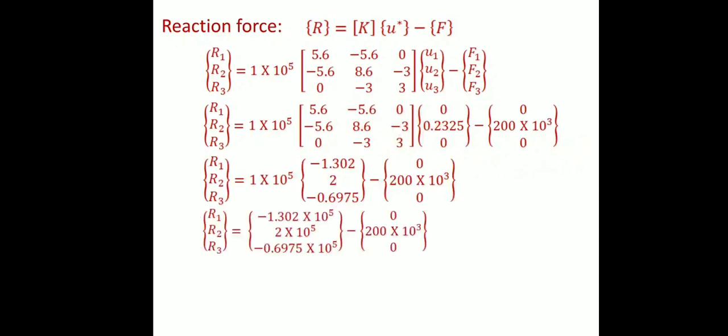And when we are subtracting this one from this one, we will get the reaction force at each node. So the final values will be: reaction force at node 1 will be minus 1.302 into 10 raised to 5 Newton, and reaction force at node 2 will be 0. Reaction force at node 3 will be minus 0.6975 into 10 raised to 5 Newton.